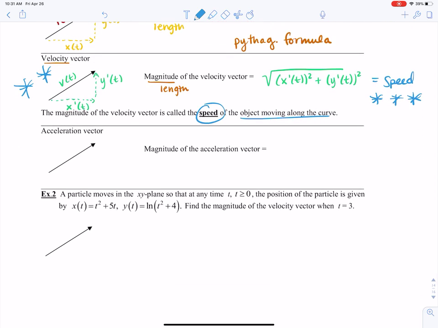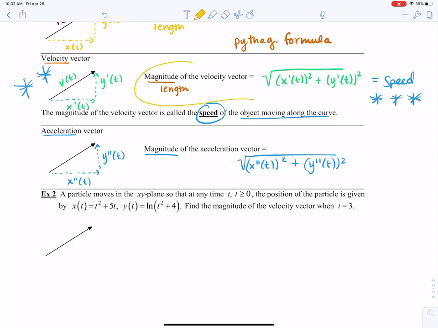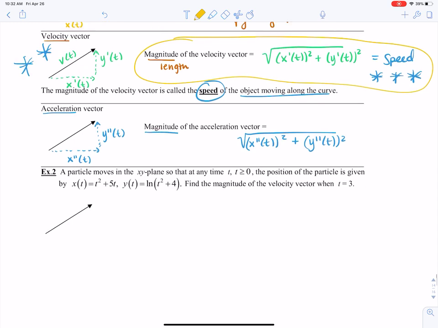They might ask you to find the magnitude or length of the acceleration vector, and it has two components as well. It has an x double prime of t component and a y double prime of t component. So if you're asked to find the magnitude of the acceleration vector, it's x double prime of t all squared, again from the Pythagorean formula, and y double prime of t squared. But the one that they're going to ask you the most about has to do with speed or magnitude of the velocity. Okay, so what is a question going to look like?